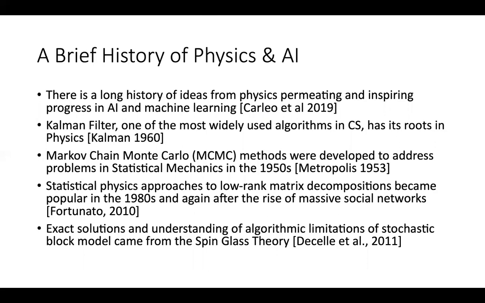Statistical physics-based approaches for low-rank matrix optimization have their roots in physics, became very popular in the 1980s, and again after the rise of massive social networks in the early 2000s. And also stochastic block models, which are widely used in clustering, have their roots in spin glass theory.